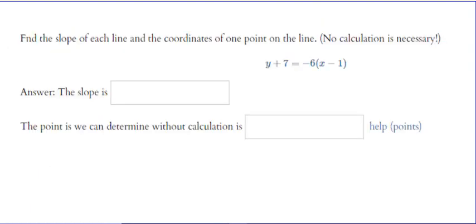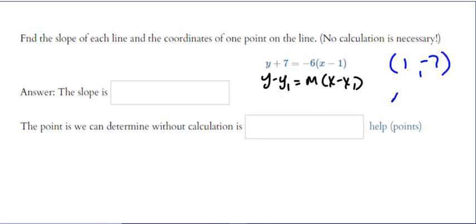Alright. Find the slope of each line and coordinates point. The slope is, well, if you remember from the previous problem in part 2's video, that's y minus y1 equals m times x minus x1. If you look, close up parentheses, that's a positive 7, so that's got to be a negative 7 for y. That's a negative 1, so when it comes out, it has to be a positive 1. So there's your point, and your slope is negative 6. So the slope is negative 6, and the point is 1, negative 7.